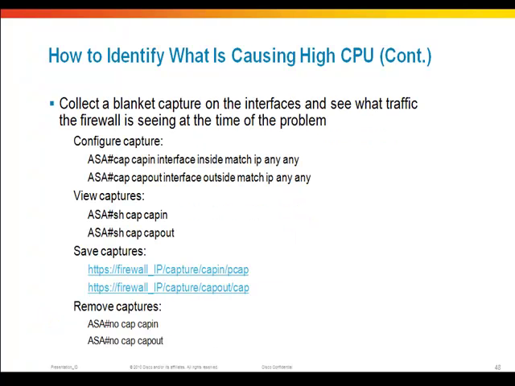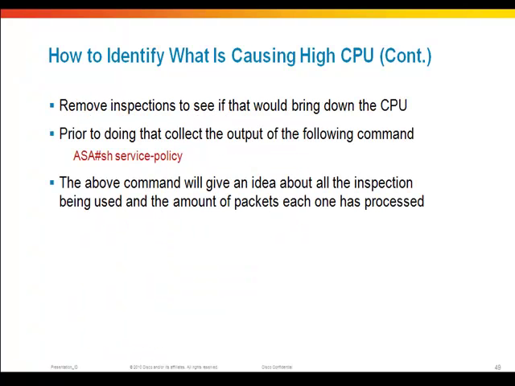And how to collect captures. You can throw in a capture on the interface, see what traffic the firewall sees, and then maybe it is a layer 2 loop. If so, you could very well identify it by means of captures. And inspections could cause high CPU. If you do a show service-policy, you can see how many inspections are configured, and if you don't need all of those inspections, you can remove them.